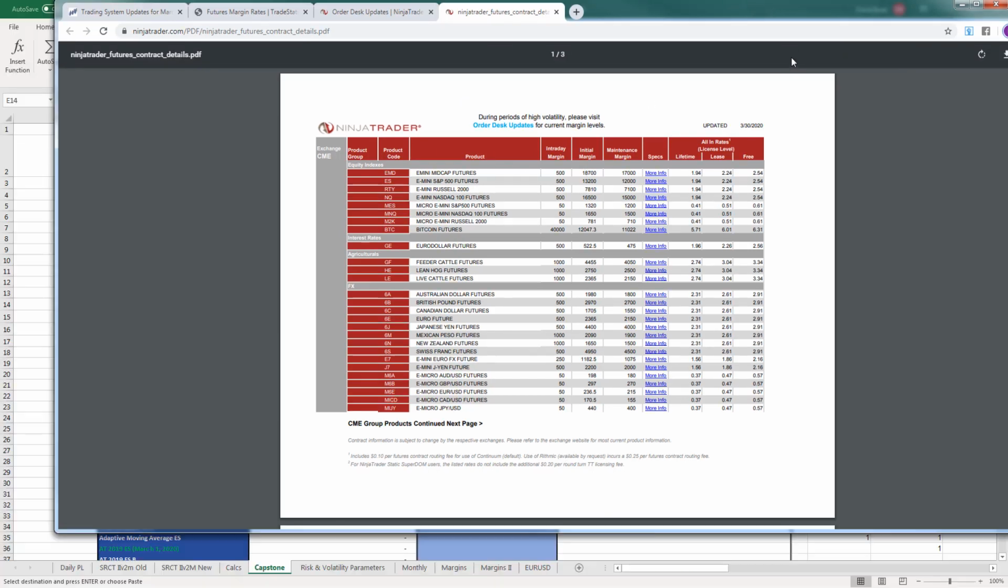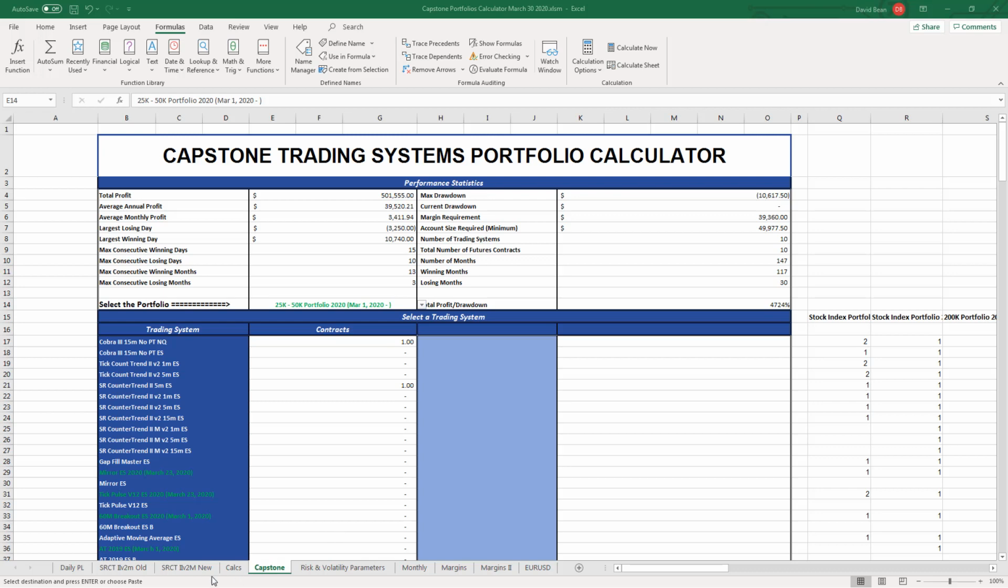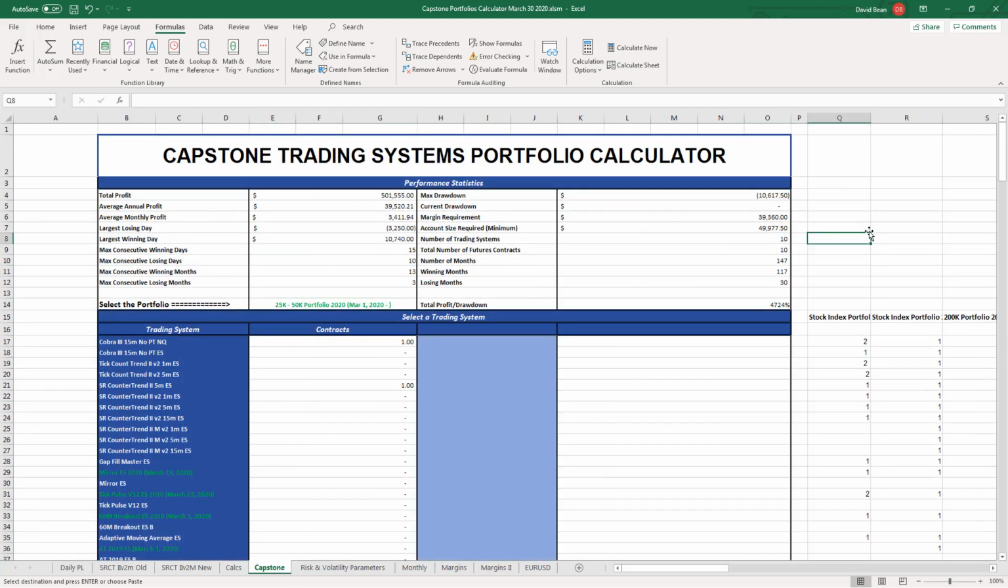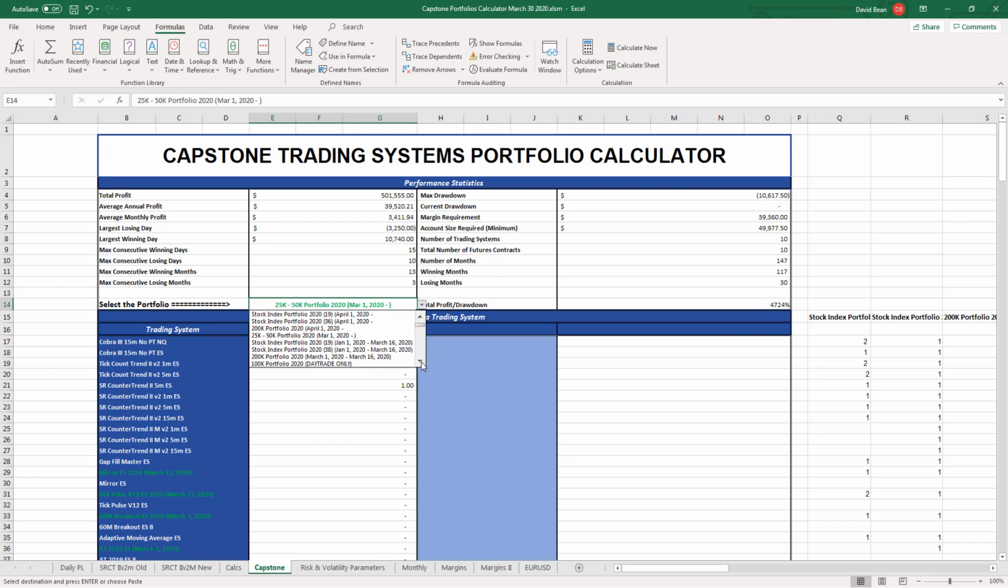And you'll see in the calculator under the margins, the overnight margins are the same between the brokers. It's just the day trade margins that are different, vastly different. And so they can really affect your account level. And so let's look at some of the other portfolios that did well in March and did not change.